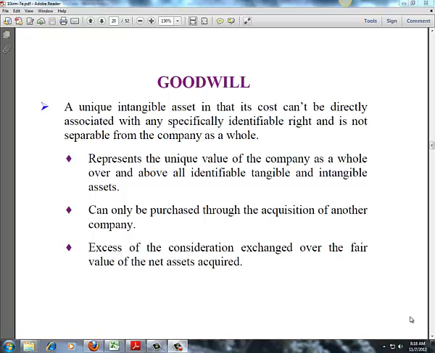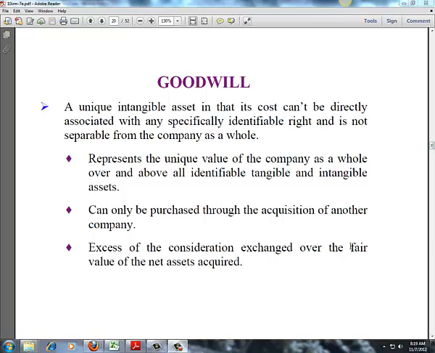Goodwill is an intangible asset that's unique in that it can't be separately identified from other assets, and it results when a company is purchased and the amount that's paid for the company is in excess of the net fair value of that institution. So I can't have internal goodwill. It only comes when there's a purchase or acquisition of another company. And once again, it's the excess of the consideration exchanged over the fair value of the net assets.